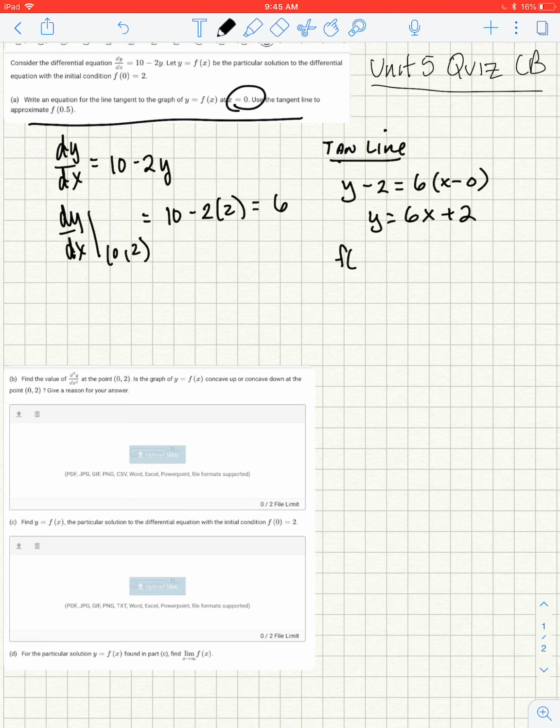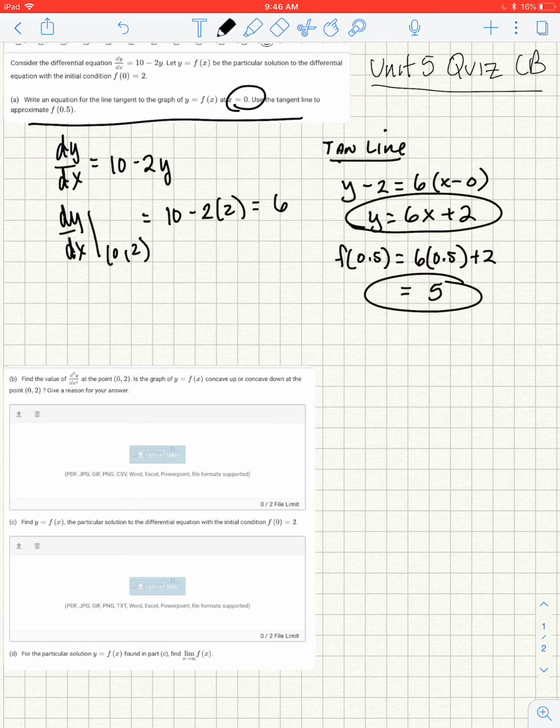If we want to approximate at 0.5, we just plug in 6 times 0.5 plus 2, and that's going to give me 3 plus 2, or 5. So that's one point for the tangent line, and then one point for the value at 0.5.